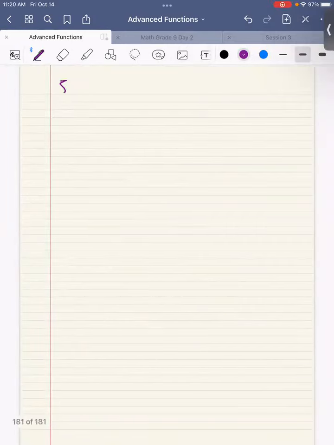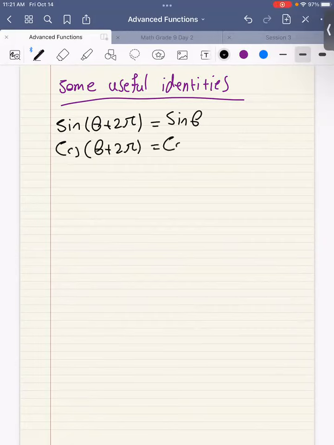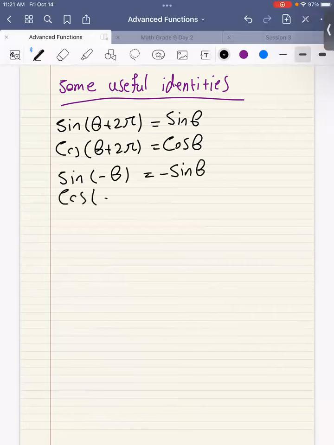Some useful identities. So first, sine and cosine are periodic with period 2 pi. And then sine is an odd function. Sine of minus theta is minus sine theta, but cosine is even.